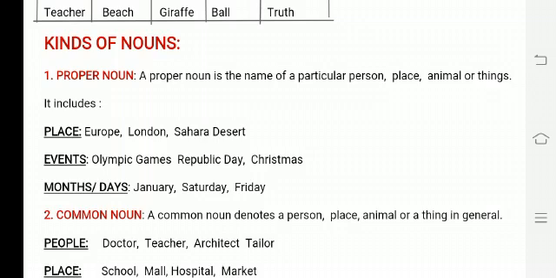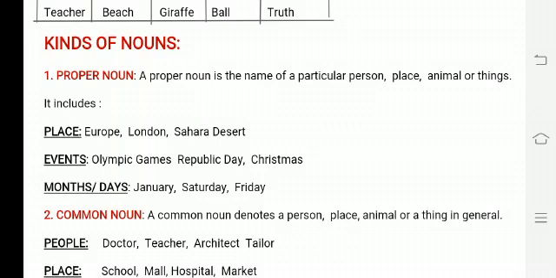Now let's talk about events. If I say that I have to attend an event, here event would be a common noun. But if I specify the event that I am going to take part in, like the Olympic game, then it becomes a proper noun. So, Olympic game, Republic Day, Christmas, etc. are the names of an event and they become proper nouns. I hope you are understanding it.